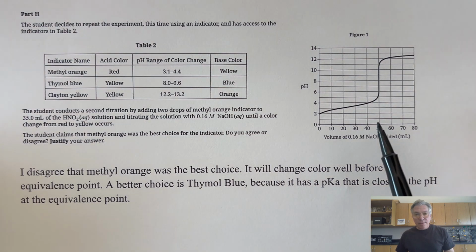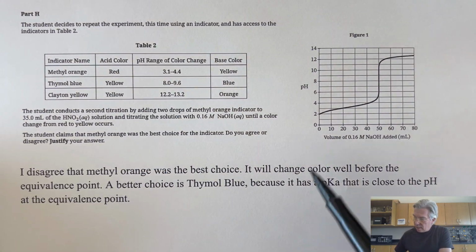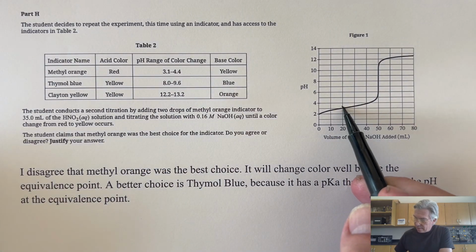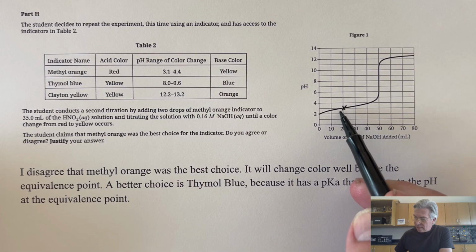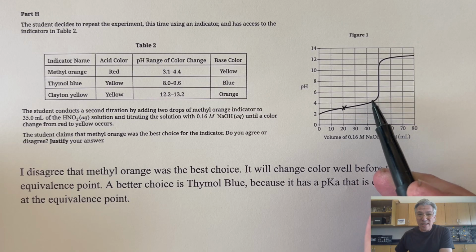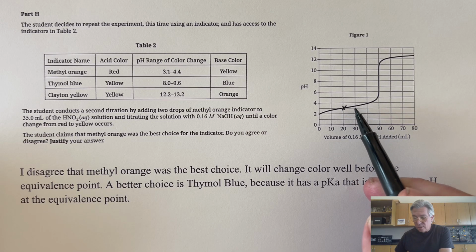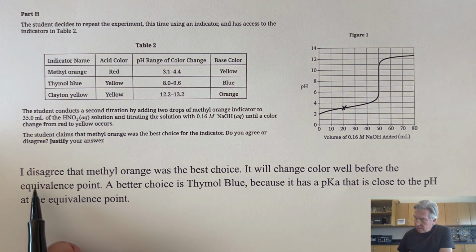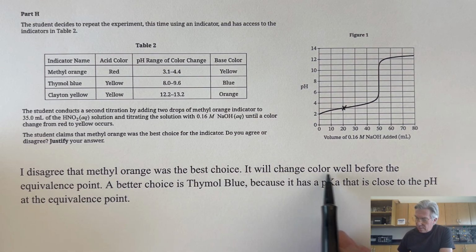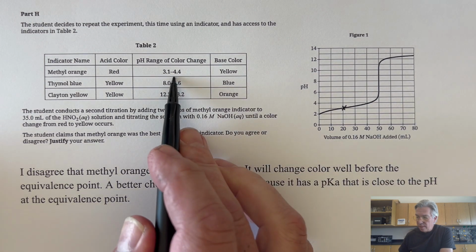I look at the graph and I'm thinking that methyl orange is going to start changing color right about there when the pH gets up to 3.1. And it's going to be changing color in this area. So that's not the best because we will think that we're at the equivalence point when we're actually not. So I disagree that methyl orange was the best choice. It will change color well before the equivalence point. A better choice is thymol blue because it has a pKa that is close to the pH at the equivalence point, right in there.